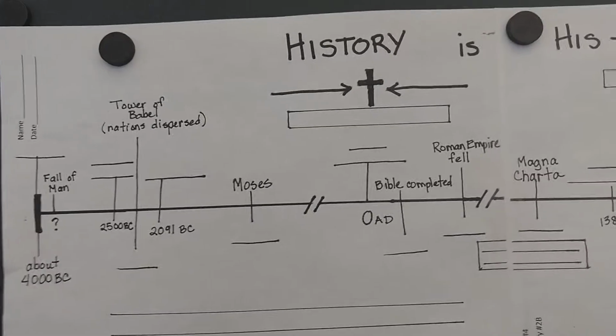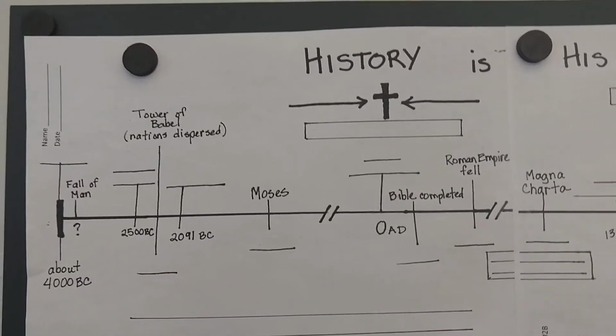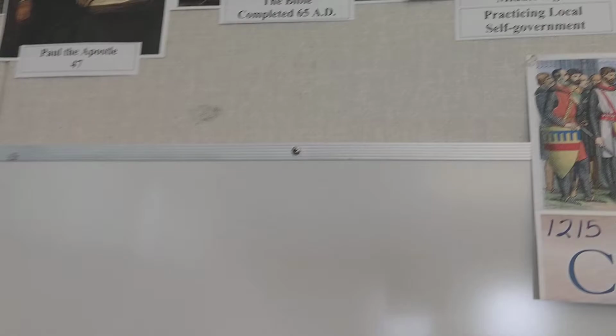So the next item on our list is the Bible was completed. So the last books of the New Testament were written, and the Bible was completed in 65 AD.